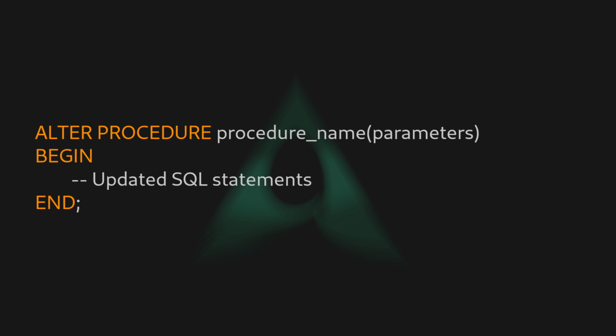Also, there's a way to modify the procedure that we have created. We don't need to remove it and create a new one, we can just edit it by typing alter procedure and then the procedure name, and the rest of the command will be as we type here as the edited version.